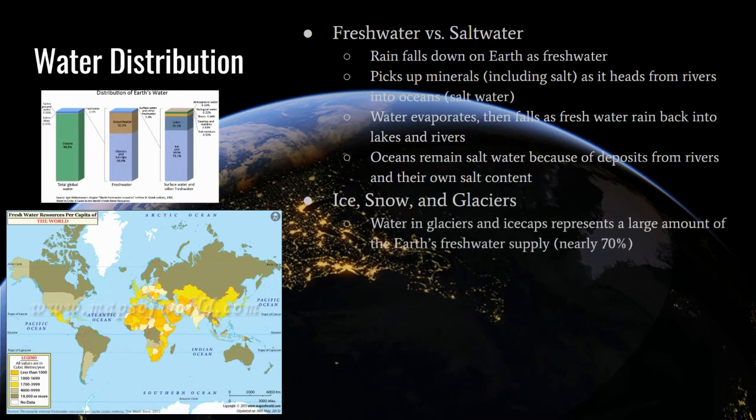A large amount of the fresh water that we have on Earth comes from ice, snow, and glaciers. Water in glaciers and ice caps represents a large amount of Earth's freshwater supply. In fact, about 70% of Earth's fresh water comes from glaciers and ice caps, which is why so many people are concerned that the ice caps are melting.